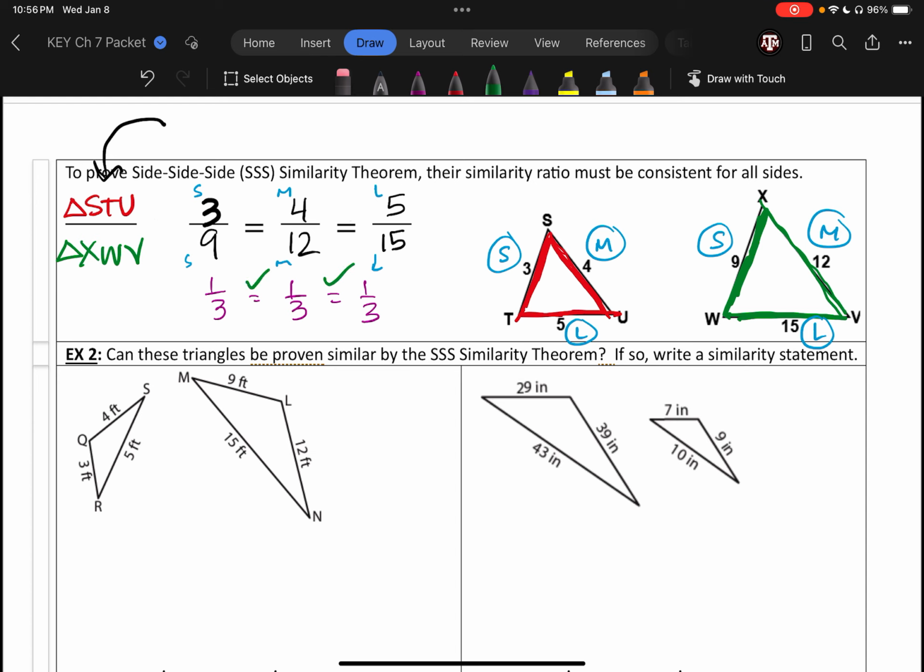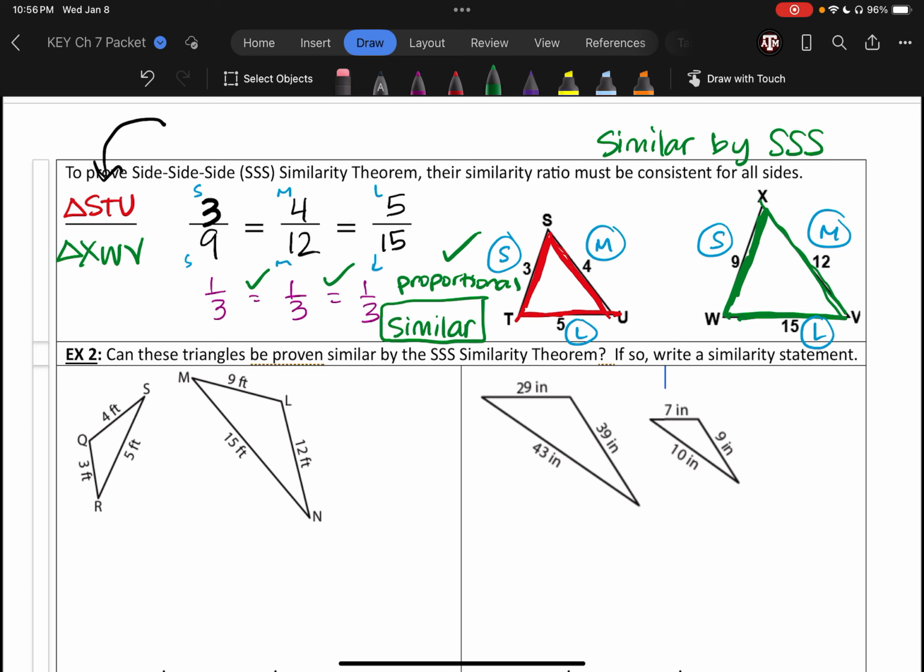So that tells us two things. That means that all of my sides are proportional. And if they're proportional, then that means that the triangles are similar. If all of my sides are proportional, then it's similar. And in this case, similar by SSS. I have all 3 sides as ratios being proportional.